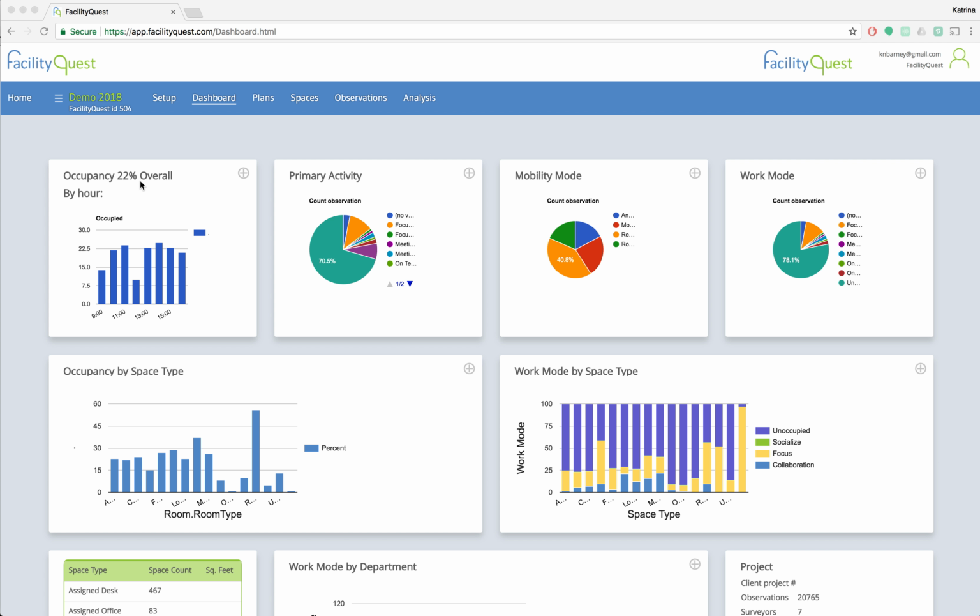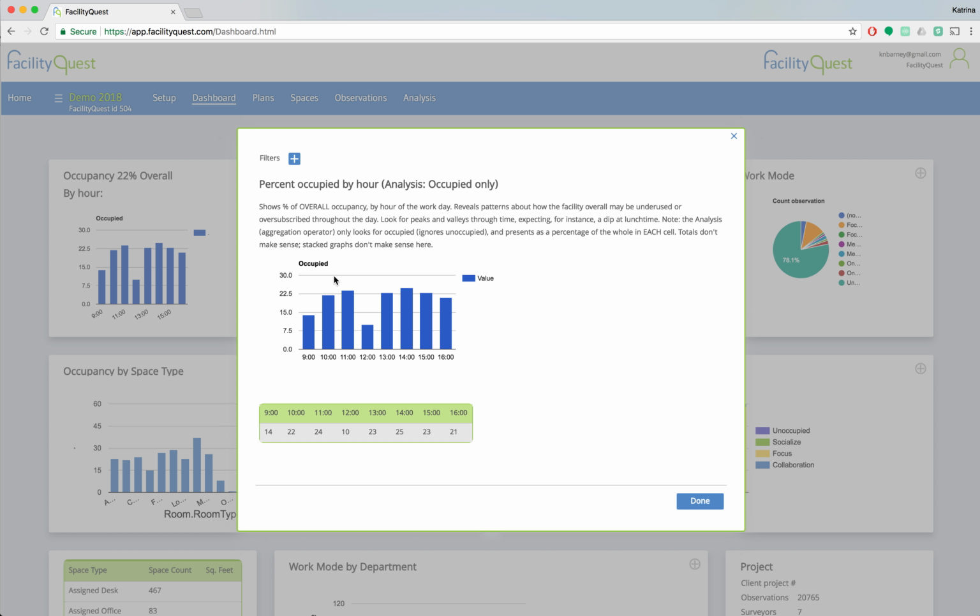You can see here that the overall occupancy for this space was 22%, which is not a very high occupancy. So we can begin to dig in here and see this graph for hour by hour throughout the day. And you can see that for the majority of the day, it just hovers right around 22.5%, with a bit of a dip around lunchtime, which is usually what we would expect to see. And then also a dip here, only 14% at 9 a.m. So perhaps in this organization they get started a bit later in the day.